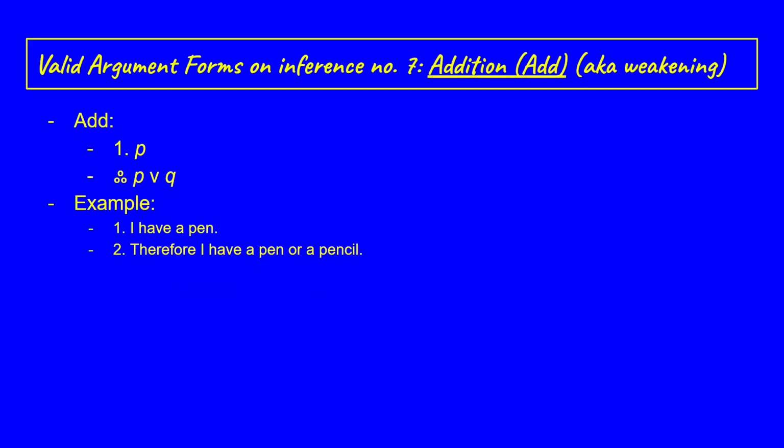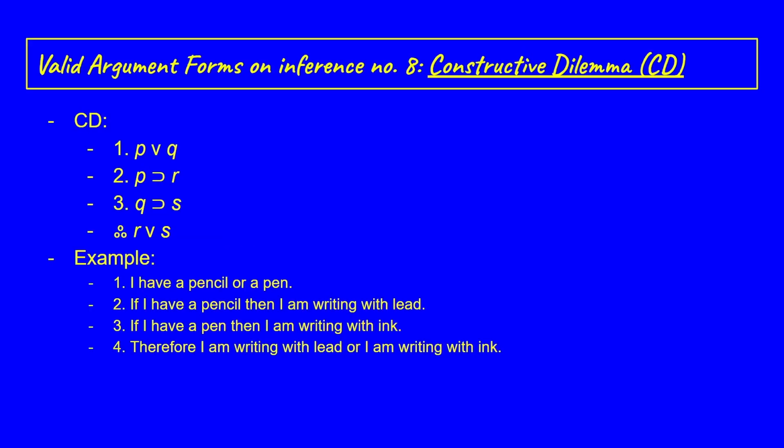The seventh rule is addition, also known as weakening. It goes by the form of P, therefore P wedge Q, where Q is any proposition whatsoever. An example of this is something along the lines of, I have a pen, therefore I have a pen or a pencil.